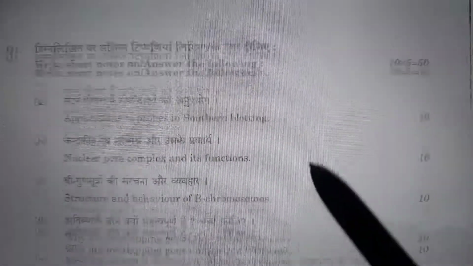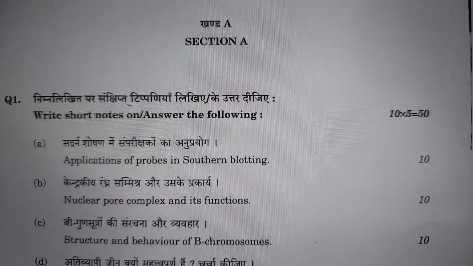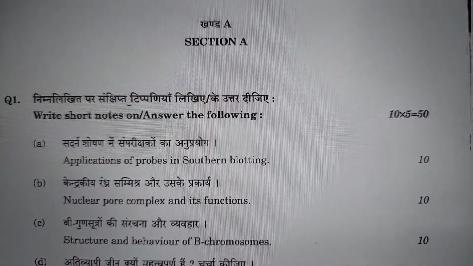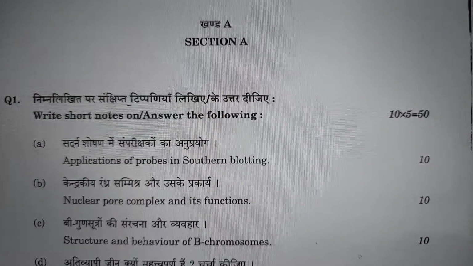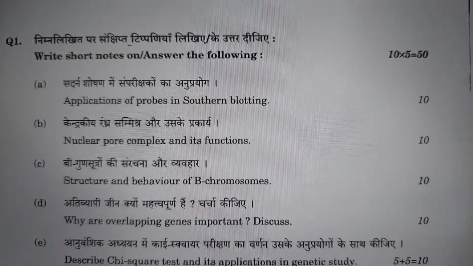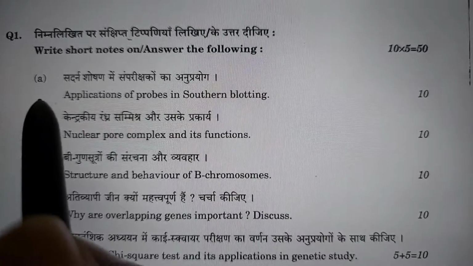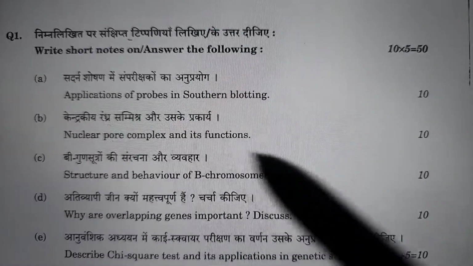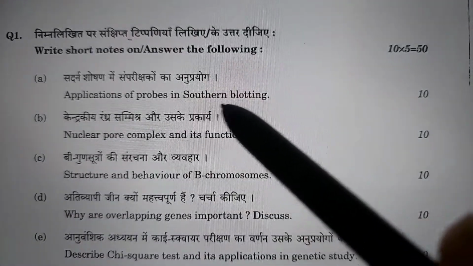Okay, so let me go through this section. This one is section A and there are 5 questions in question number 1. So A, B, C, D and E. So the question number 1A is applications of probes in southern blotting.